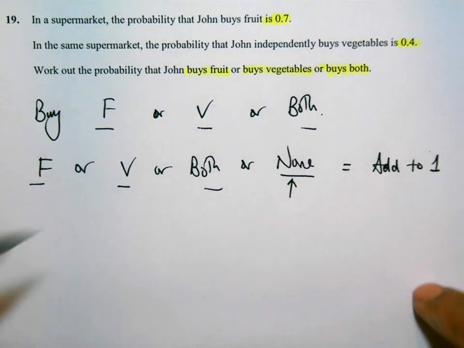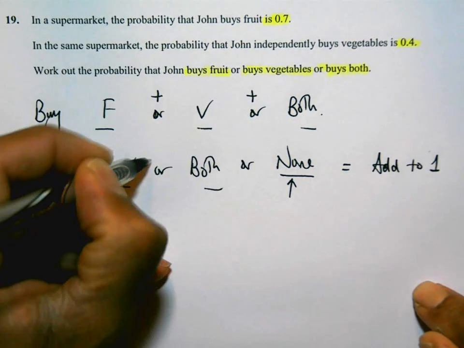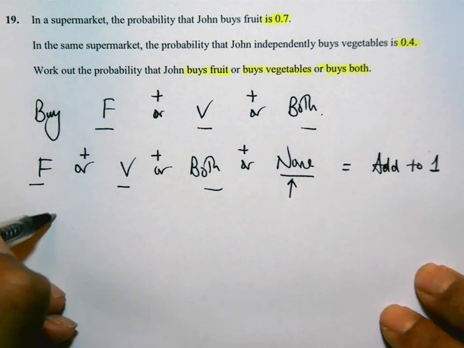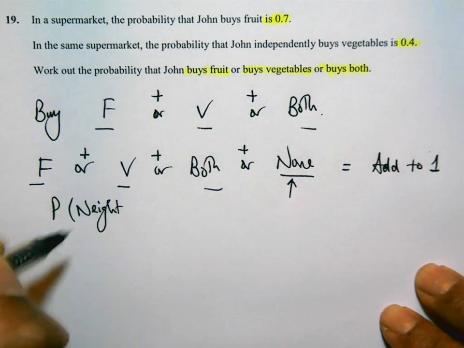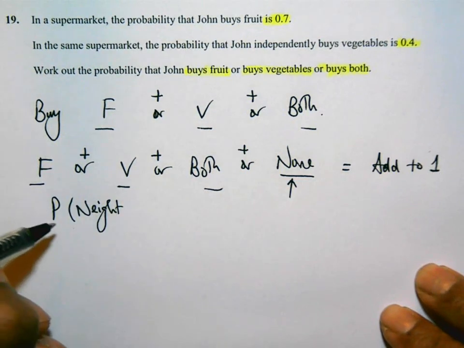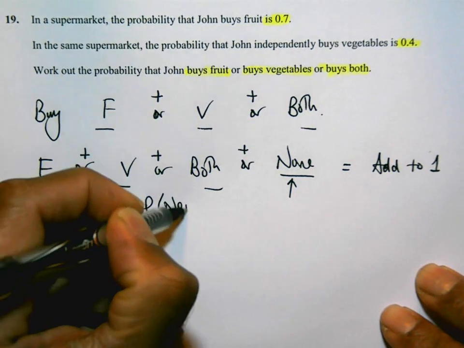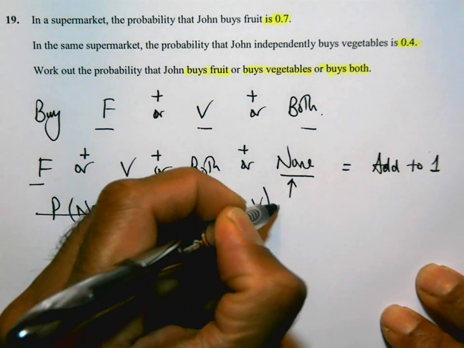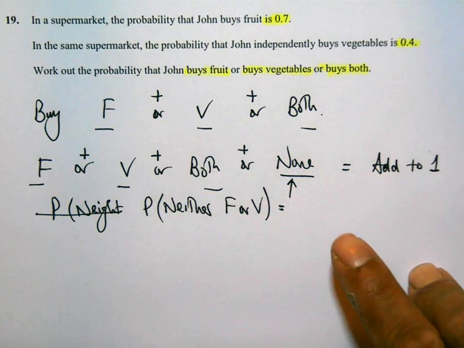Remember, "or" probabilities means that you add, and "and" probabilities means that you times. So in this case, these are all "and" probabilities. What's the probability that he buys neither fruit nor vegetables? Well, the probability to buy fruit is 0.7.